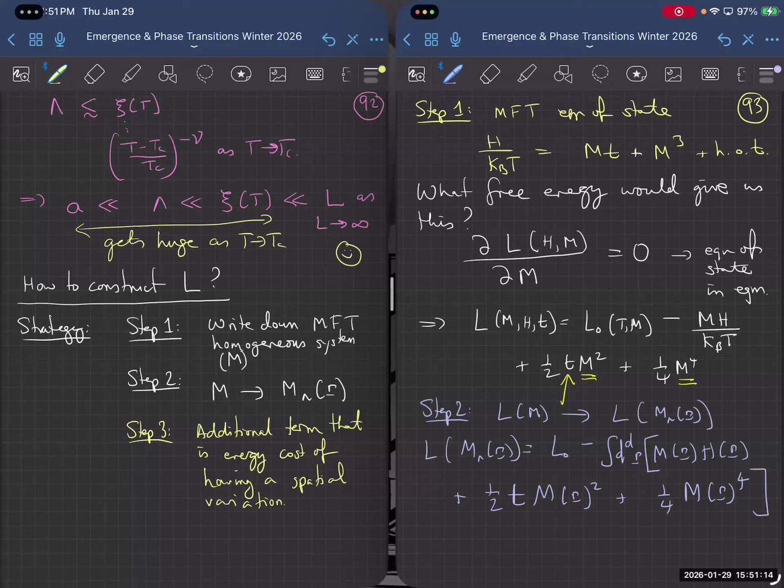So this replaces taking this thing and multiplying it by the volume. Now, because M lambda is a function of R, to get the free energy for the whole system, we have to integrate over all regions of the system. And so we have that integral. So that's part of the way, but that's not the full story. Next week, we will add the last term, which is how we penalize variations in the order parameter, the magnetization, over space. So that'll be what we'll finish up next time.